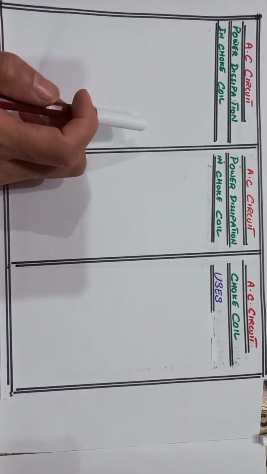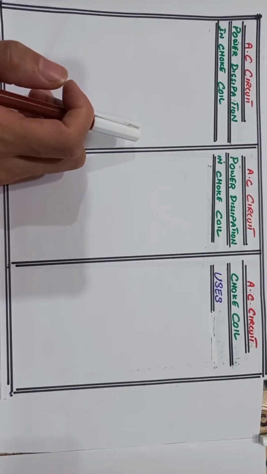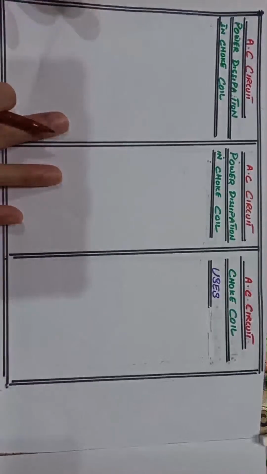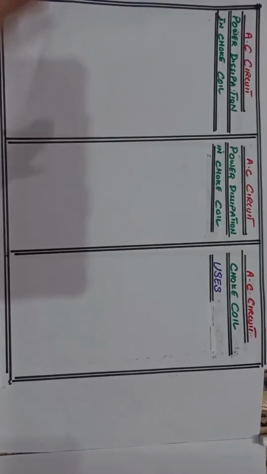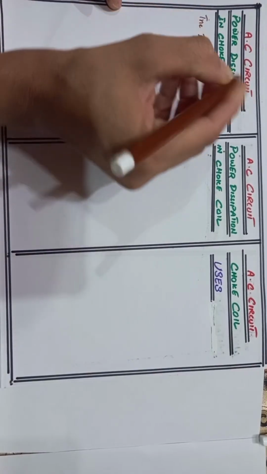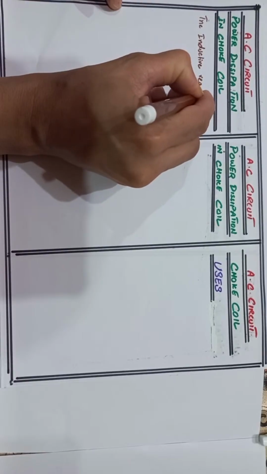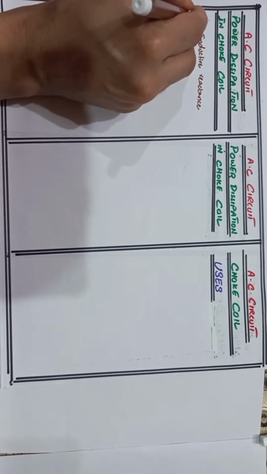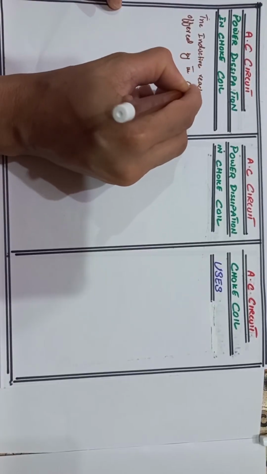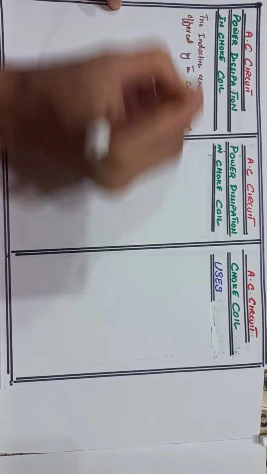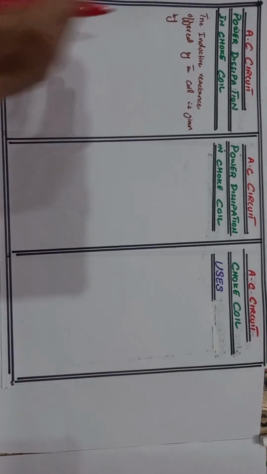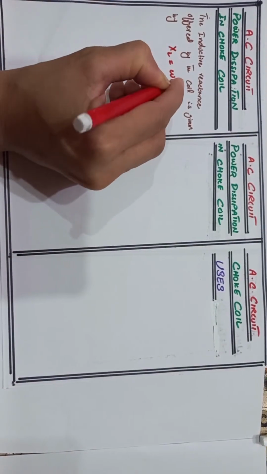In a choke coil, the inductive reactance offered by the coil is omega L. So here we write that the inductive reactance offered by the coil is given by XL is equal to omega L.